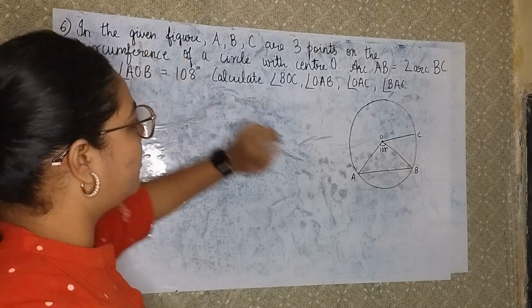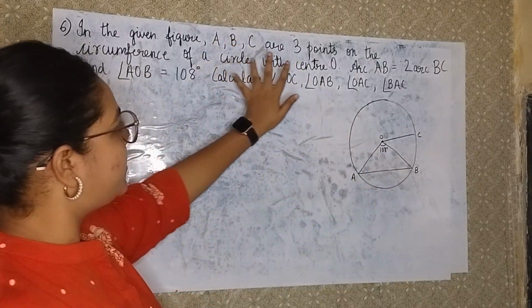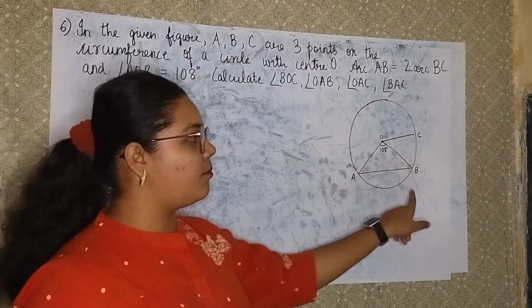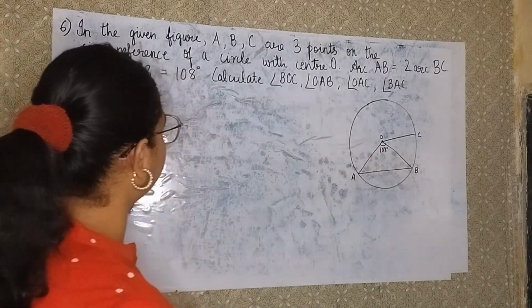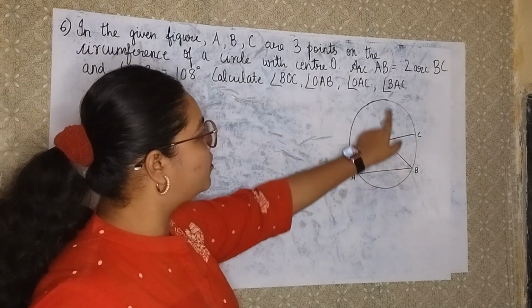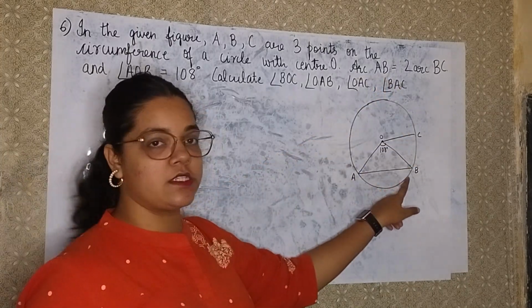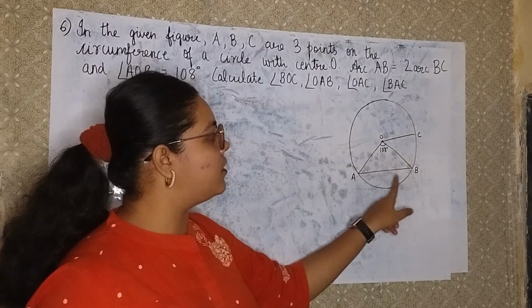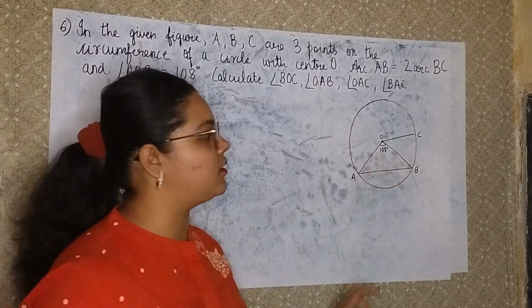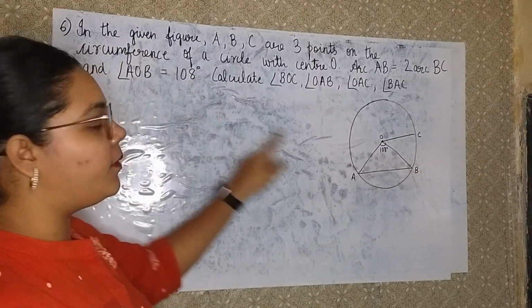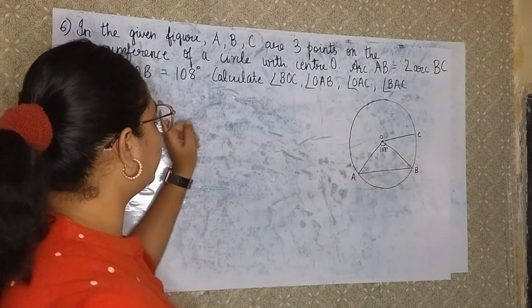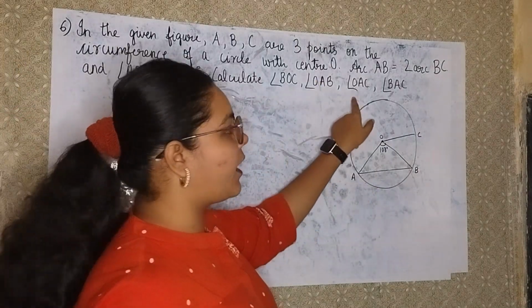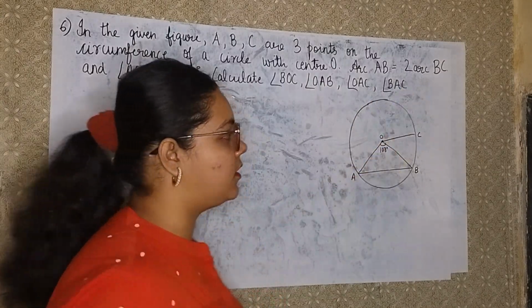In the given figure, A, B, C are 3 points on the circumference of a circle with center O. Arc AB is 2 arc BC. That means this is twice the arc BC. Angle AOB is given as 108 degrees. Calculate angle BOC, angle OAB, angle OAC and angle BAC.